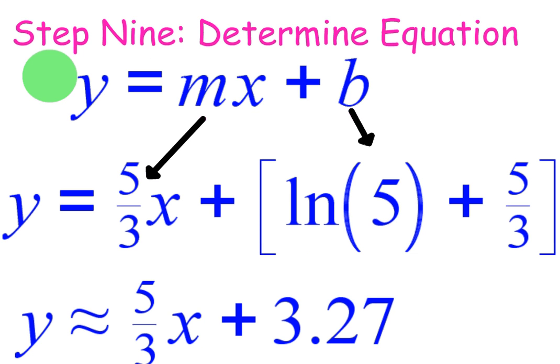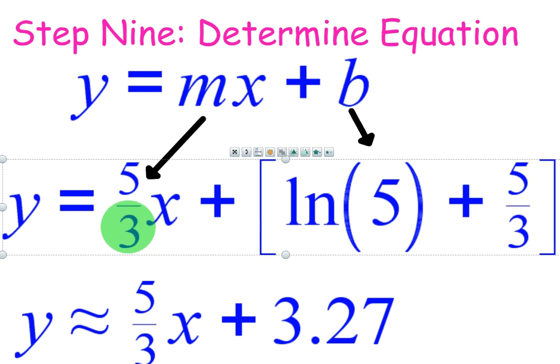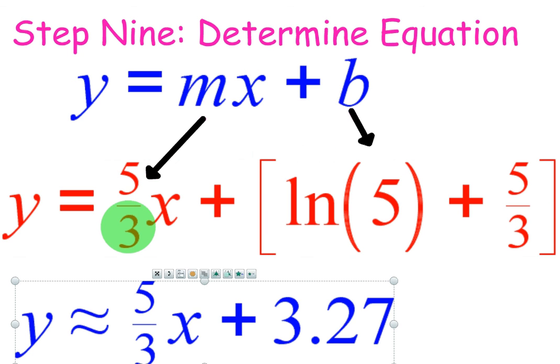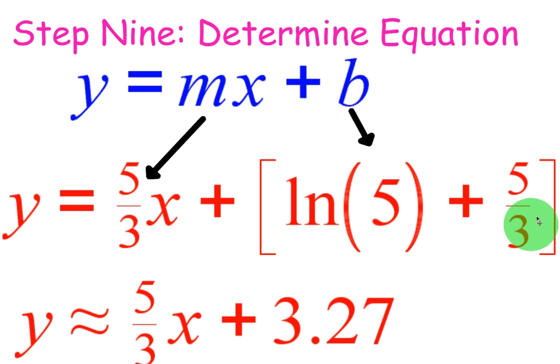Step 9 is to write out the equation. So you have y equals mx plus b. You're going to plug in 5/3 for m. And again, let's color code this to match the graph. It was red this time for the normal line, orange for the tangent. We get y equals 5/3 x plus natural log of 5 plus 5/3.